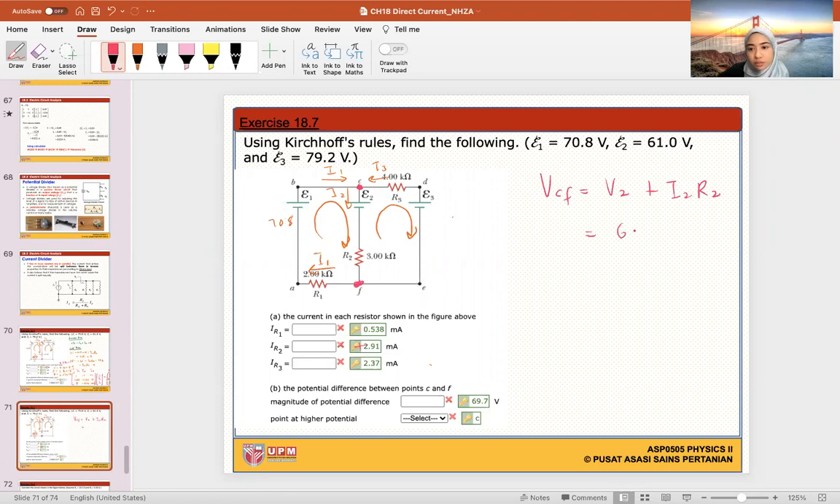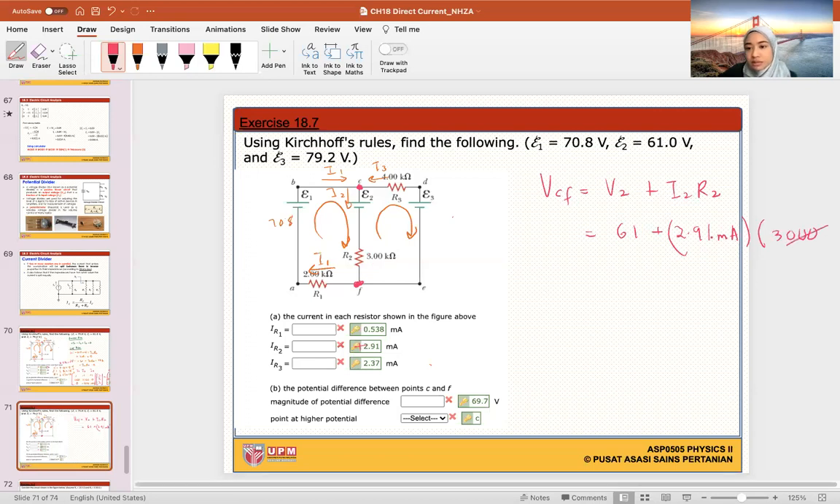V2 is 61 plus I2, which is 2.91 milliamp, times R2. R2 is 3000. So this 3000 cancels out the milli. So basically 2.91 times 3 plus 61, you will get 69.73 volts.